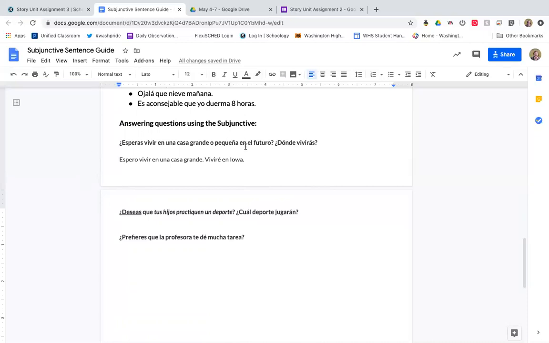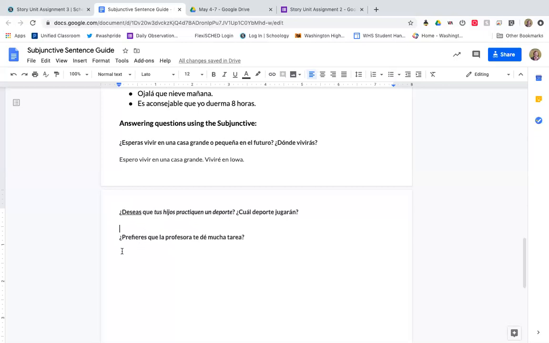Our next question says, "¿Deseas que tus hijos practiquen un deporte? ¿Cuál deporte jugarán?" So again, my first step is going to be to look at what tenses are used in the question. So here I have an indicative present tense verb. Then the next verb I have, "practiquen," that is a verb in subjunctive. And the last verb I have, "jugarán," is future tense.